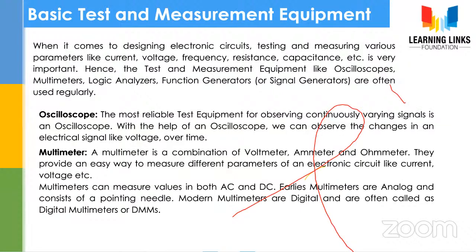Before the digital multimeter, we had to rotate the knob and find out the variation of current. To measure a parameter like current or voltage, we only had a needle, and the needle pointed out the value. But nowadays we use the digital multimeter, which provides everything in digits. So this is called a multimeter.